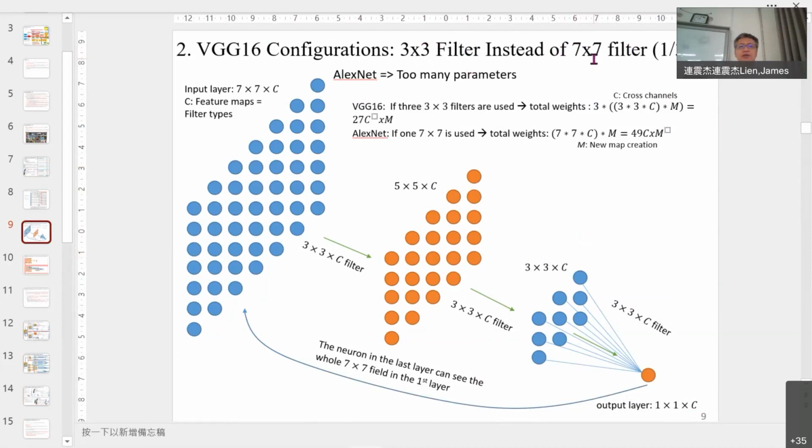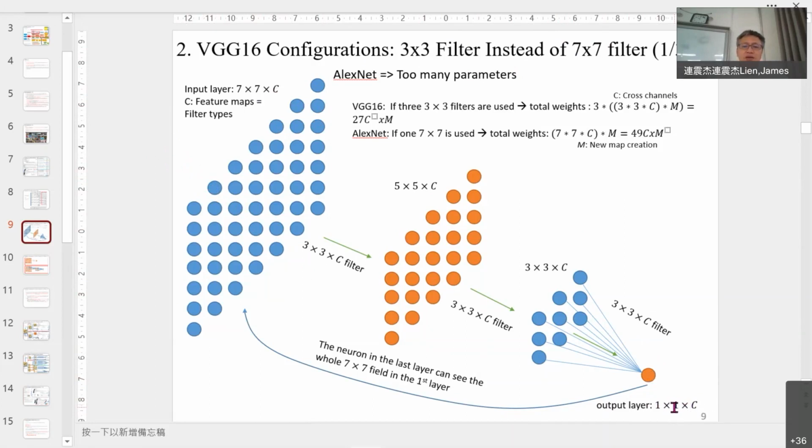Because they will reduce a lot of the number of parameters. So here, suppose your image size is 7 by 7. If your filter is 7 by 7, the resulting output is 1 by 1. And here is the number of channels, or number of maps. So suppose the number of maps is 64. So here is 1 by 1 by 64.